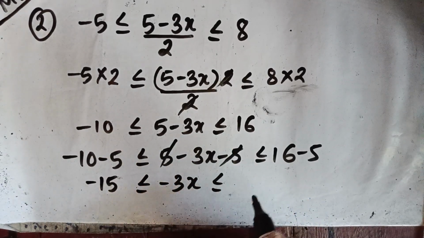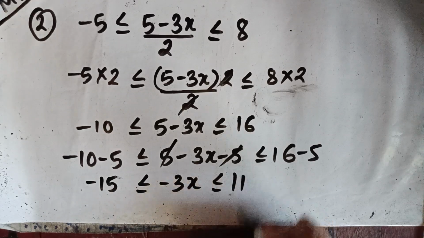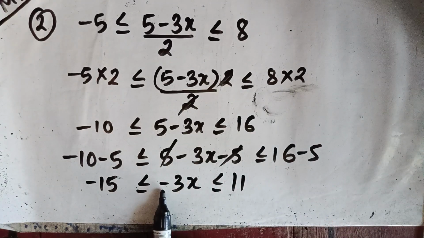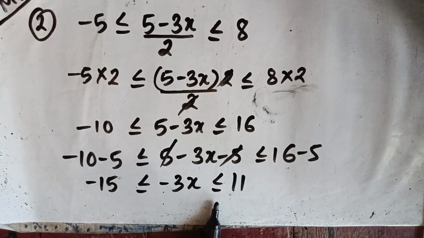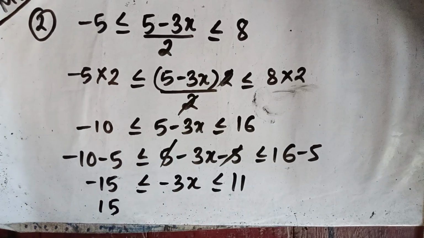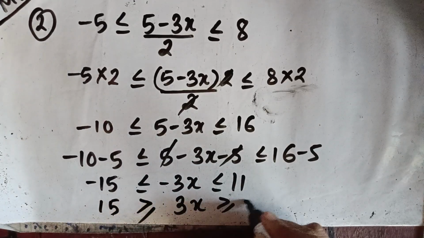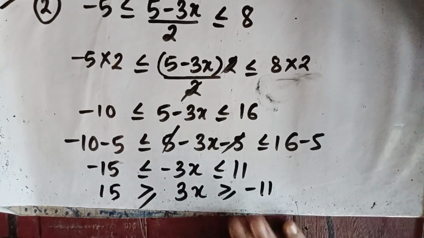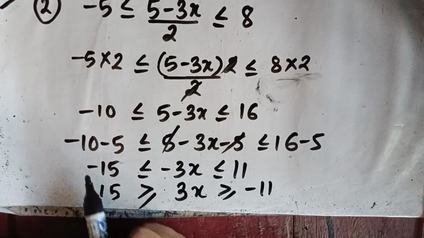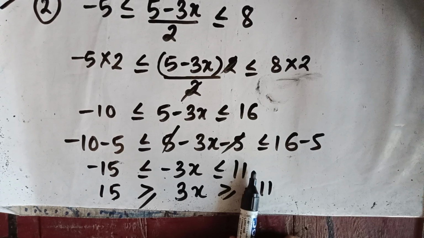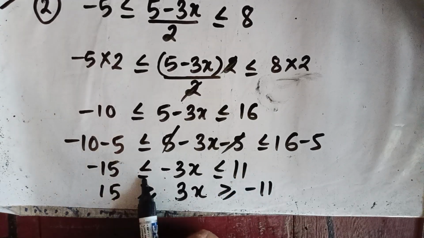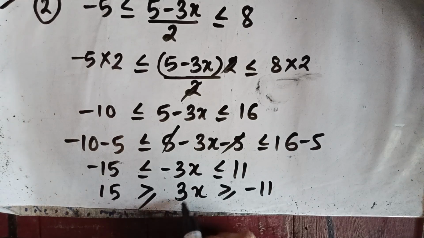≤ -3x ≤ 11. Now we have to remove this minus sign, so our inequality changes. We are multiplying by -1 to all three numbers, so this becomes a positive number, and this becomes negative. See, we have to multiply by -1 to all three numbers. So if you multiply by a negative number, inequality changes. Okay, now divide by 3.